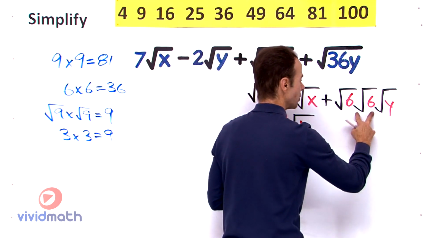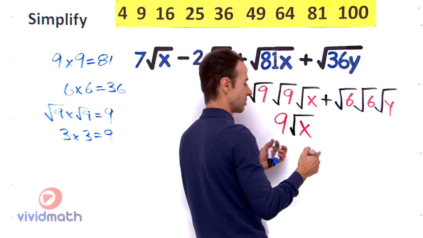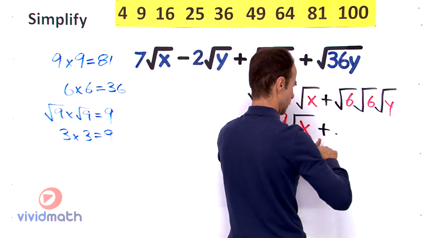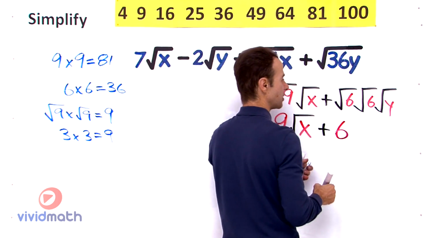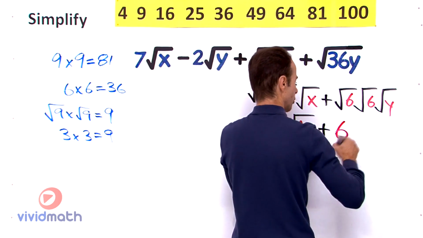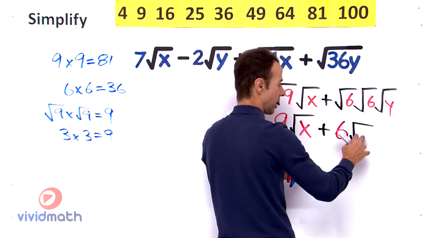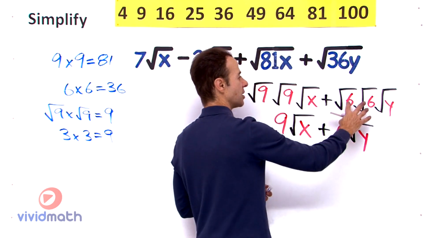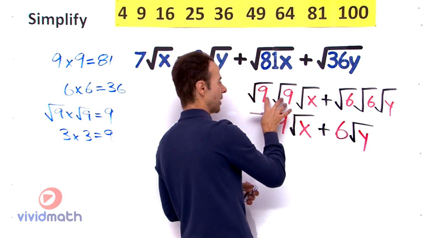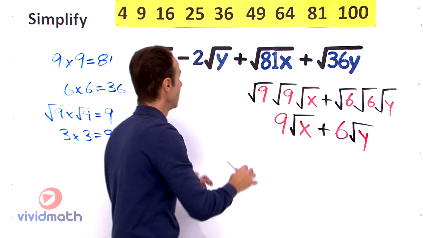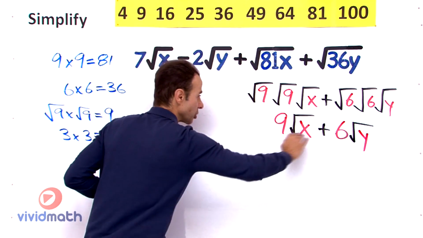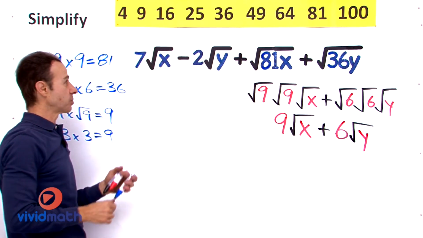And the root 6 times the root 6, that's just going to give us 6. So it's plus 6 root, well, bring the y down there, it's already there. Can't do anything with the y. So that turns into 6 root y, and that turns into 9 root x. Let's drag and drop these two down here, just copy them exactly as they are, so we've got one line for that whole expression.